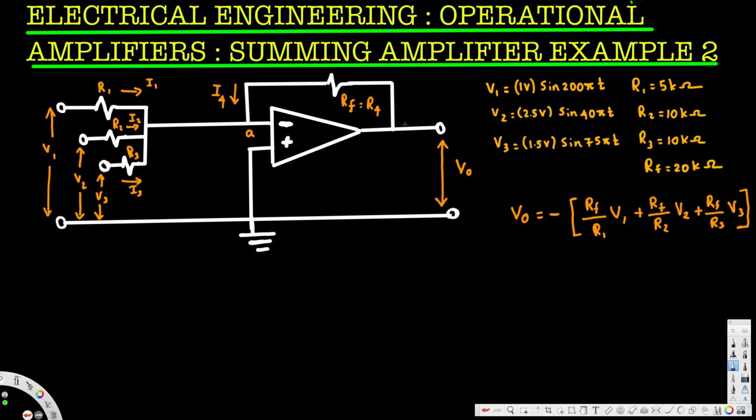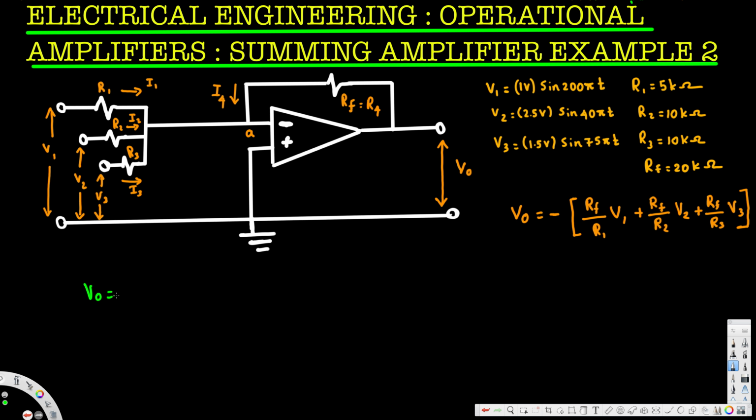Here we have the input voltages provided, and also the accompanying resistances, and also the feedback resistance, that is this one. So we can find the V out voltage. All we have to do is plug the values into this equation, and that's going to give us the V out voltage. Now let's go ahead and do that.